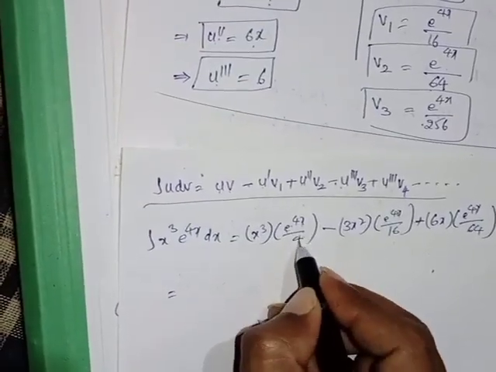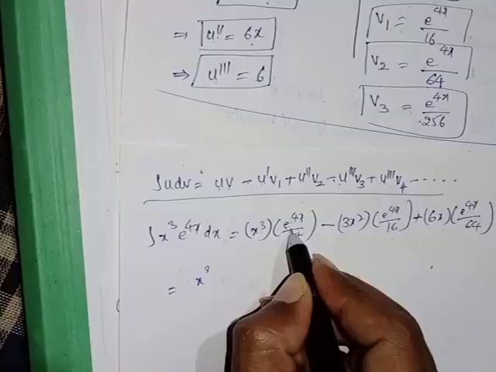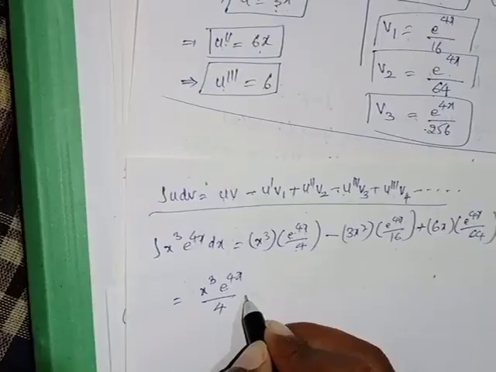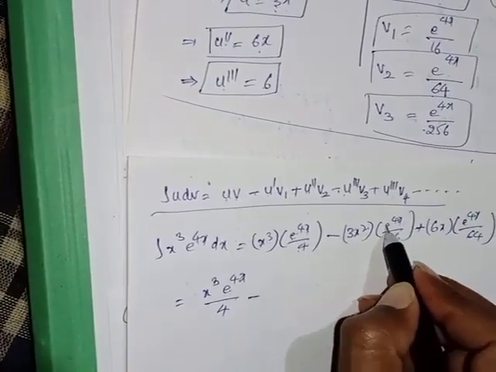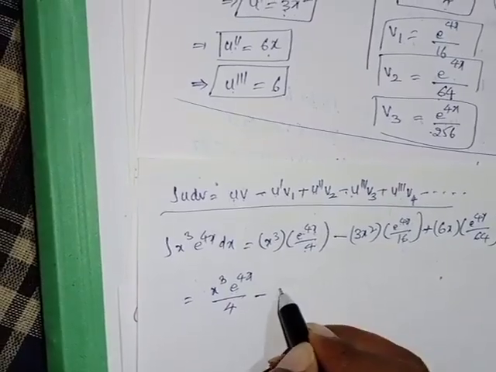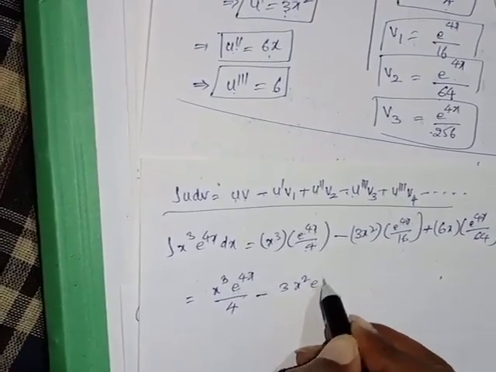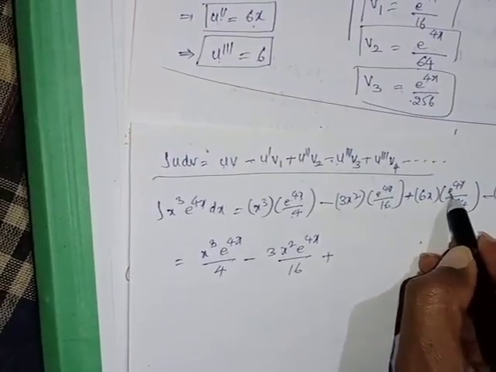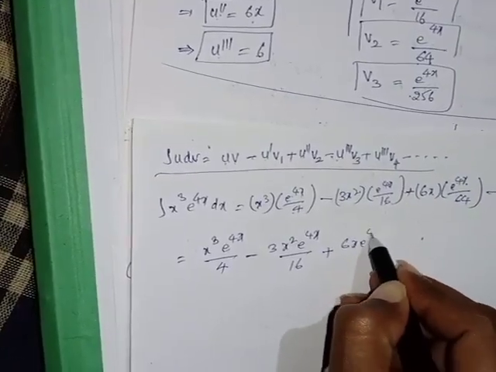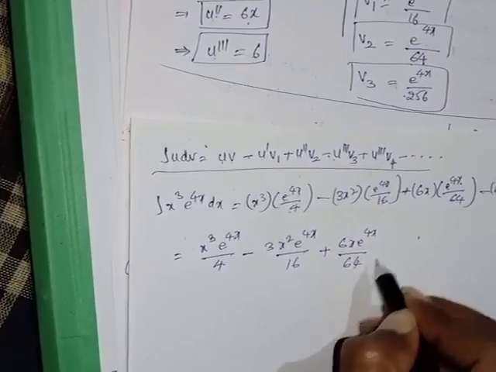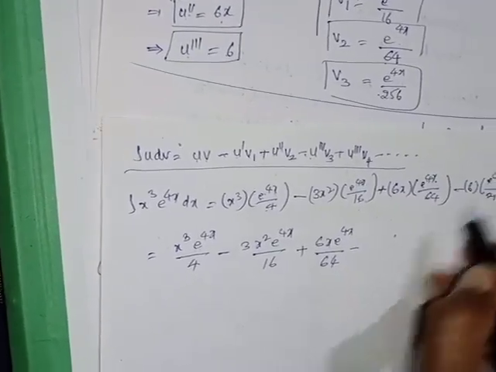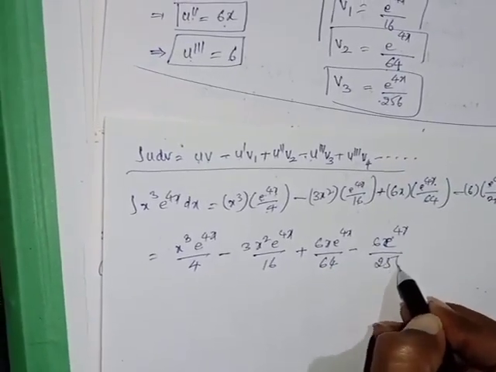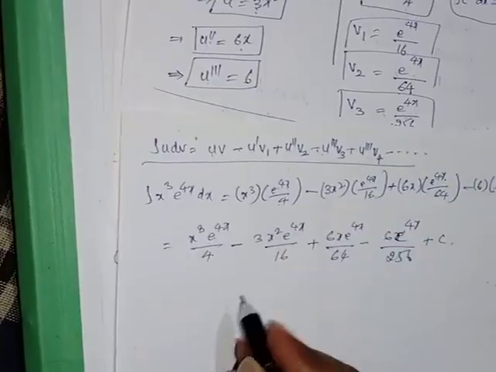That is equal to x cube into e power 4x by 4, minus 3x square into e power 4x by 16, plus 6x into e power 4x by 64, minus 6 into e power 4x upon 256, plus c. This is the answer.